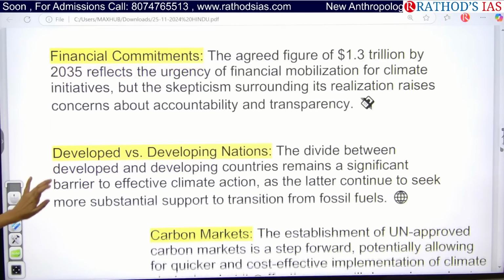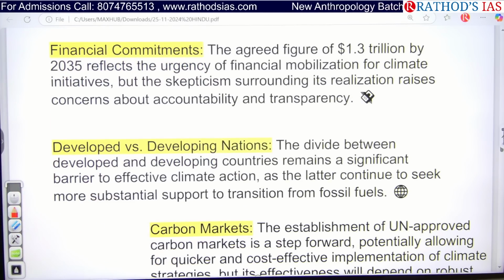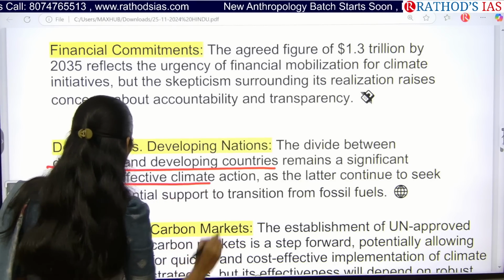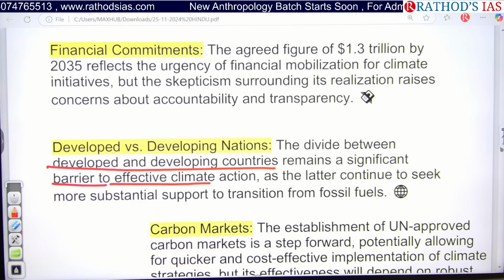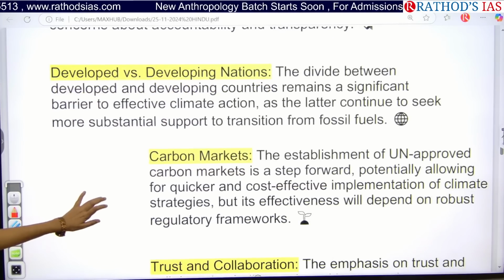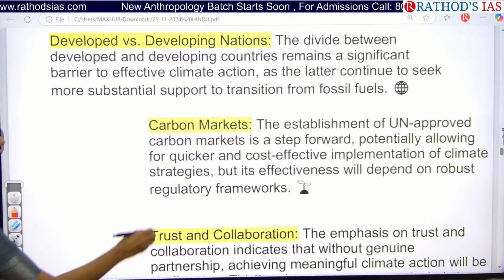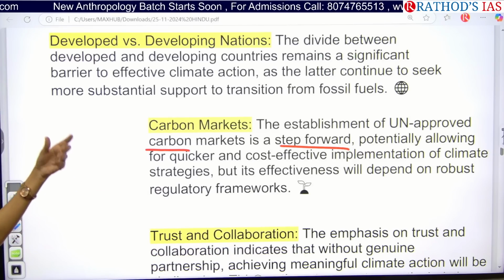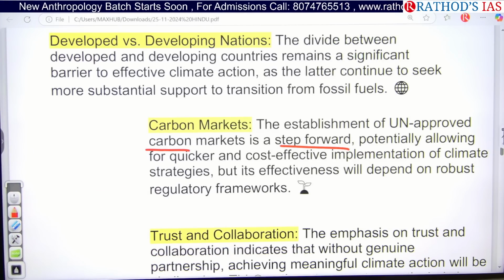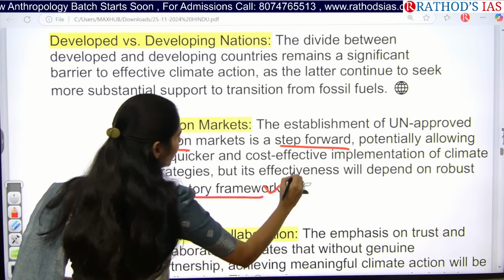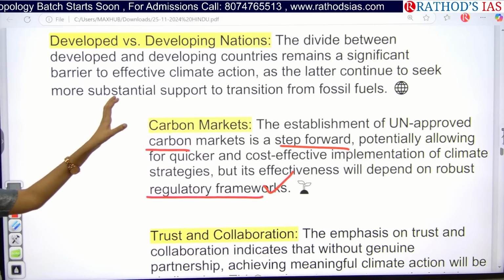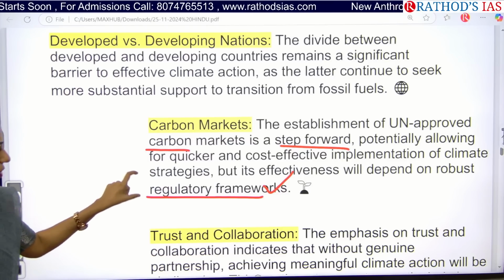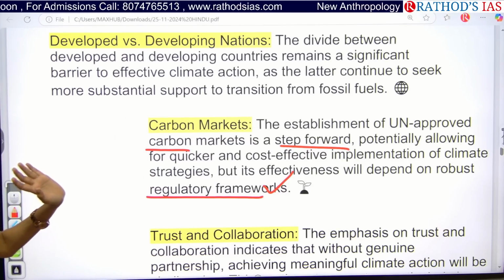And next, there is a big gap or divide between developed and developing countries. Now it is one more significant barrier to effective climate action. And next here is carbon markets. The United Nations approved carbon markets. It is a way forward, but there are some challenges regarding these carbon markets as well. There is no proper regulatory framework. So to improve the effectiveness of carbon markets, we need effective regulatory frameworks. If we come up with regulatory frameworks, then we can utilize carbon markets.